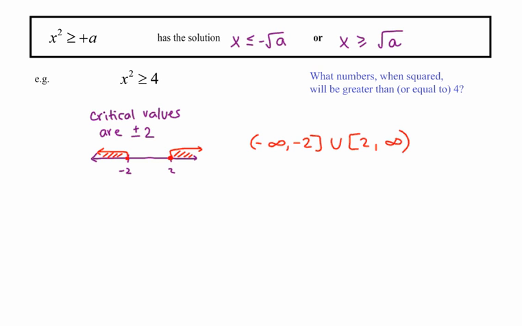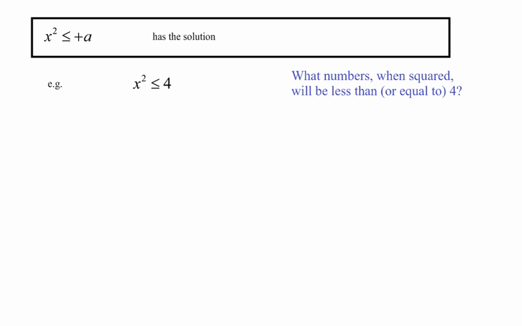I'm going to show you another way to solve these later, but one way, if it's just a simple quadratic inequality compared to a constant, is to reason your way through it. Figure out the critical values and then test each component and see where it fits. Okay, so let's look at the next one.